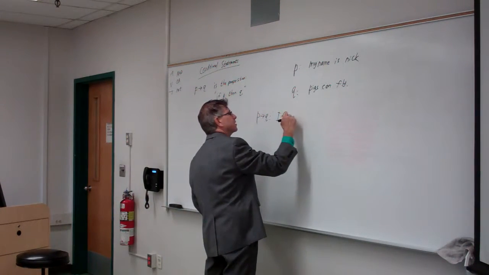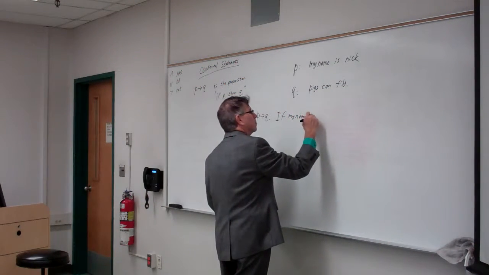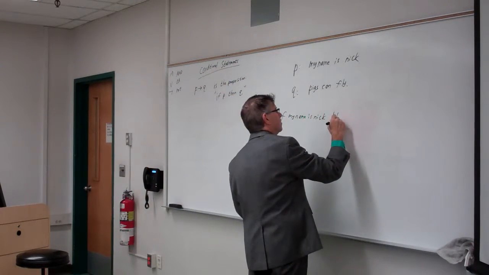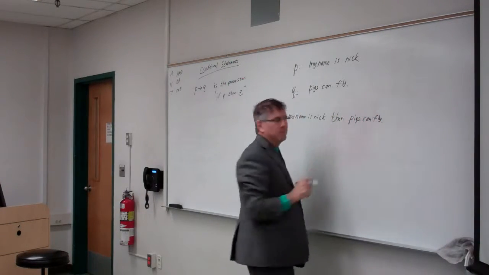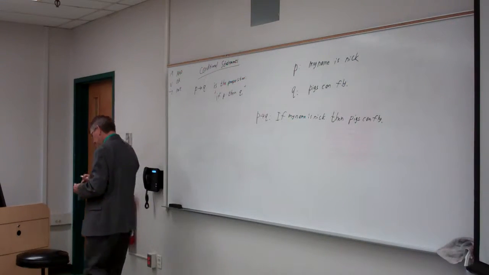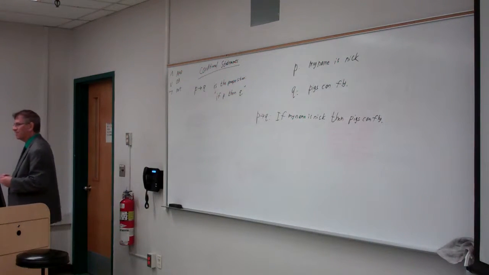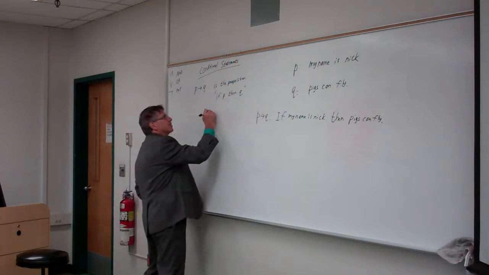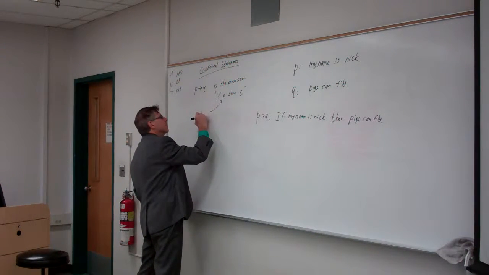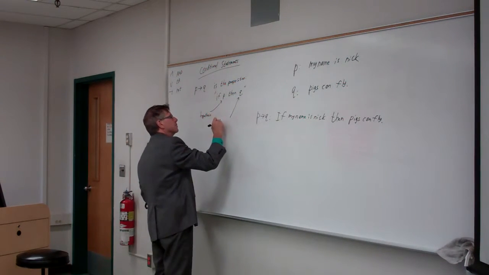If my name is Nick, then pigs can fly. It's a declarative statement, and it has a truth value of either true or false. So it's a proposition itself, and it's derived from these other propositions. And P is called the hypothesis, and Q is called the conclusion.